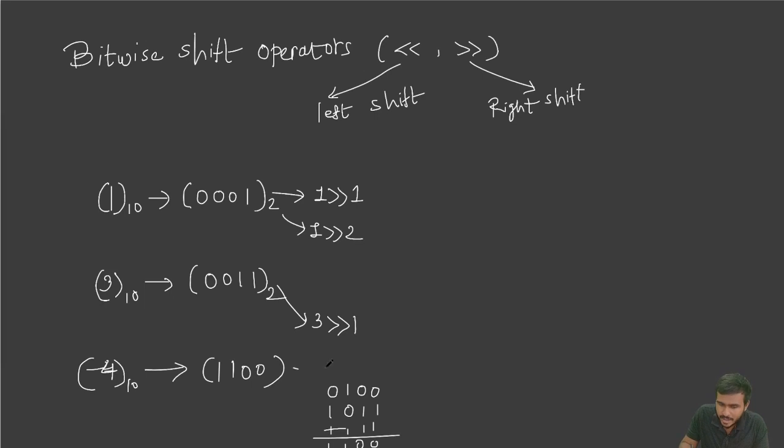Now let's apply right shift on this as well. Let me write right shift of -4 by, let's say, 1 position. Let's try to find out the answers. The right shift operation, as its name suggests, will shift the bits 1 position to the right if you apply right shift by 1. Similarly, right shift by 2 will shift the bits 2 positions to the right.